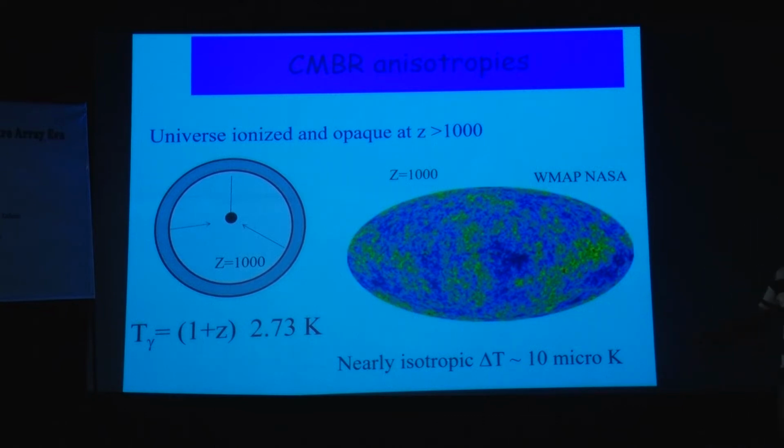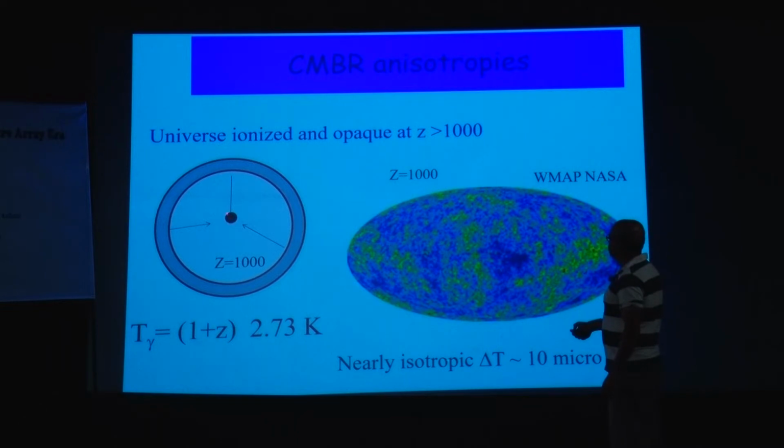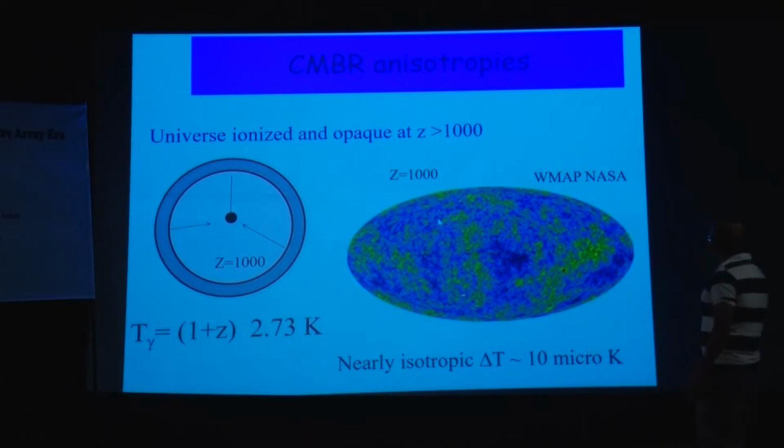And once the universe is ionized, it becomes opaque, the radiation cannot propagate freely, there is Thomson scattering. So, sitting here, we are receiving this radiation from a shell at a redshift of 1000. Before that, the universe was opaque and this radiation was getting scattered. And we are seeing this surface as the cosmic microwave background. What we see now actually maps out this surface. And this is a picture of this surface.